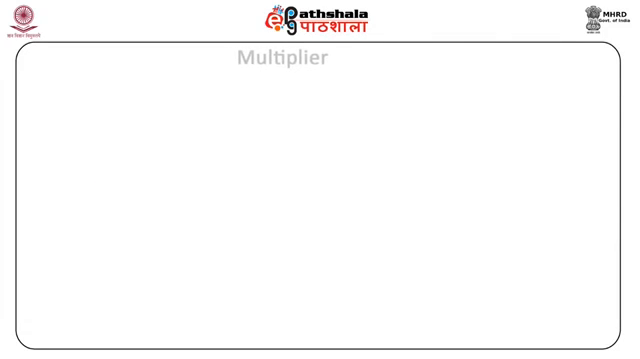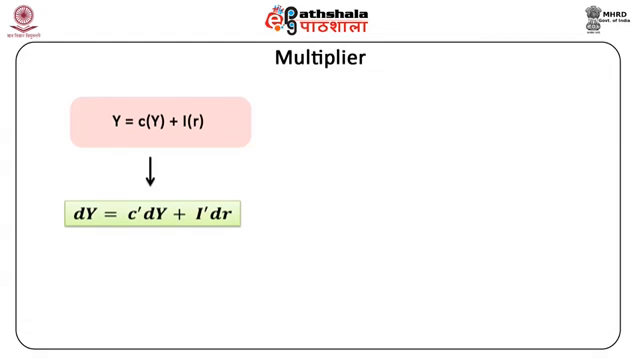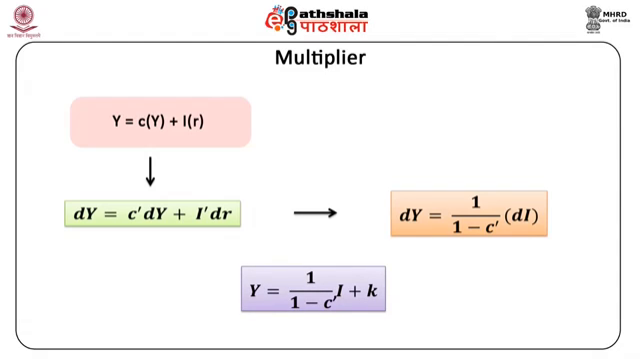In equilibrium, the output produced by the firms must equal aggregate expenditure. That is, Y equals C(Y) plus I(r). On differentiating, we get dY equals C' dY plus I' dr. On further solving, we get dY equals 1 by 1 minus C' into dI. Here, 1 by 1 minus C' is the multiplier, with C' being the marginal propensity to consume. Finally, we get Y equals 1 by 1 minus C' into I plus k, where k equals 1 by 1 minus C' into A.